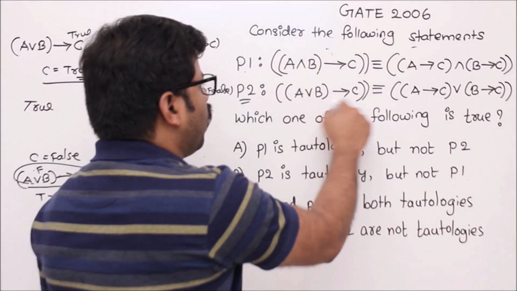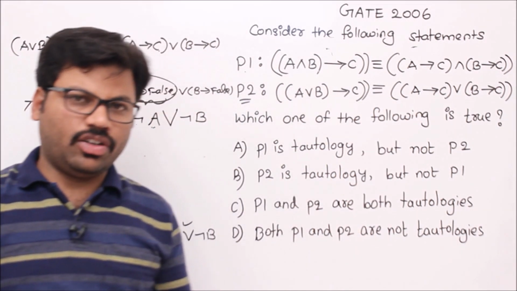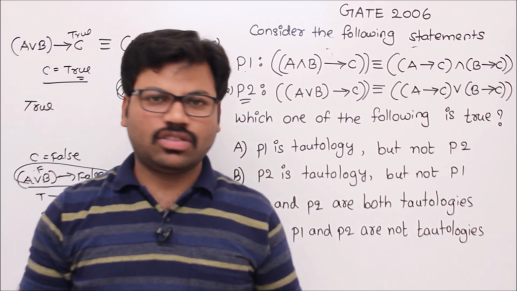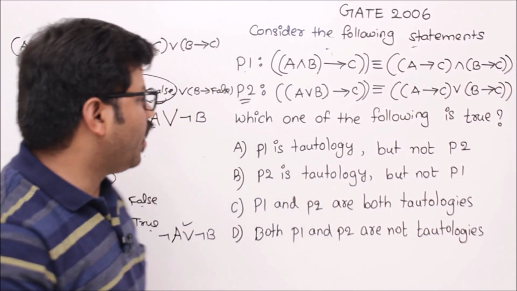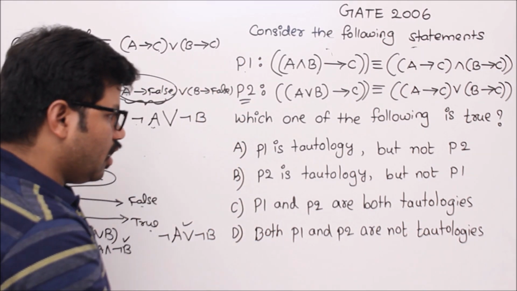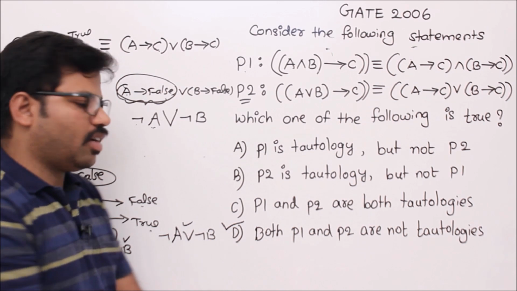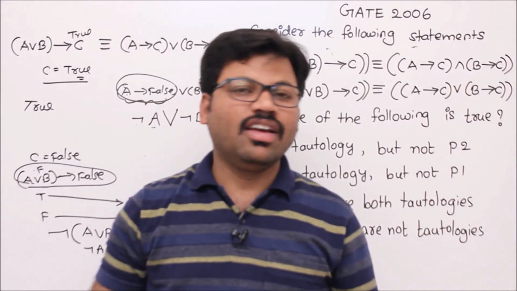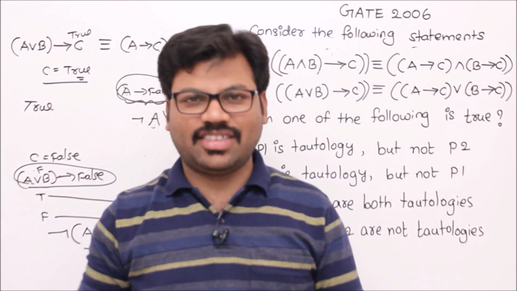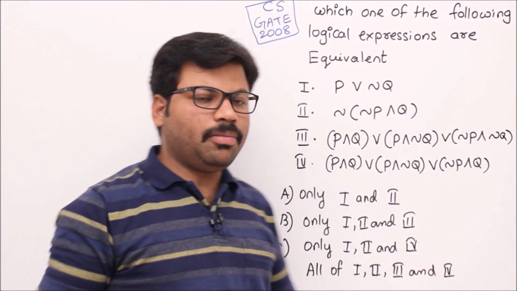That's why these two formulas have different truth values at the same time. Then this formula P2 is false. So it is not a tautology. So finally I can say that neither P1 nor P2 is a tautology. That's why both P1 and P2 are not tautologies is the answer. In that way, very easily you can solve GATE questions related to equivalences. Let's see one more problem.